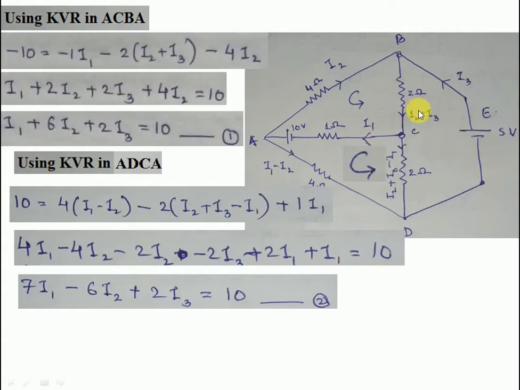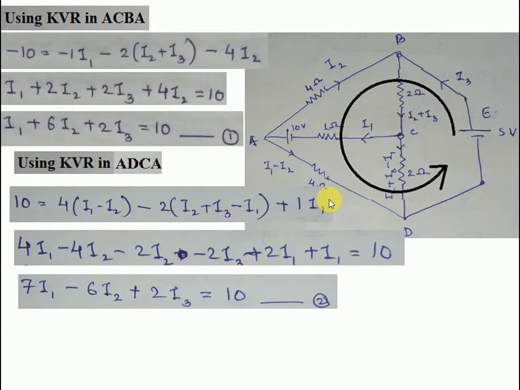You can either use this loop, but I'm taking the big loop a d e b a. So this loop I'm using. It's up to you, whichever loop you like you can take, and whichever direction you want you can take. You can take downward direction also, but I'm taking this as anti-clockwise. So now let's see.